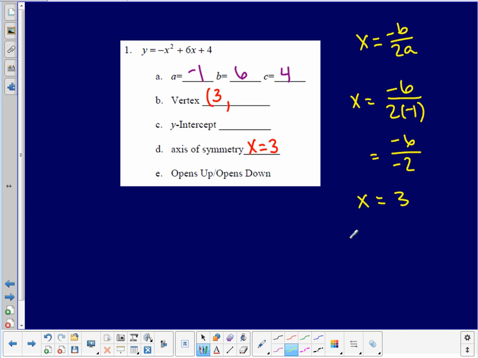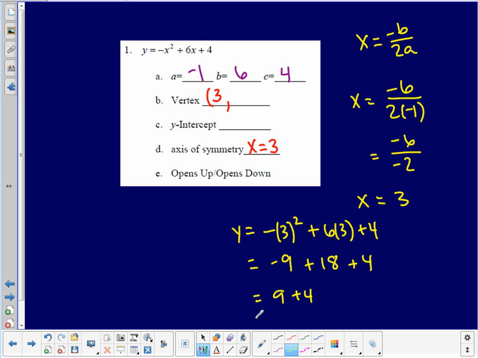Then I got to go back and find the y value of the vertex because that's only half of it. So I plug that in and get y equals the opposite of 3 squared plus 6 times 3 plus 4. 3 squared is 9. The opposite of that is -9. And then 6 times 3 is 18 and plus 4. -9 plus 18 is 9, and then plus 4 is 13. That's the y value. So that's the y value of my vertex.